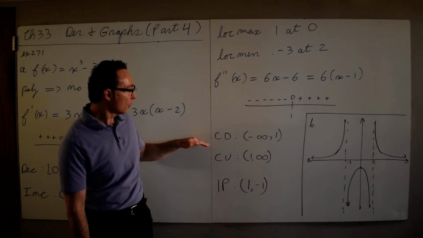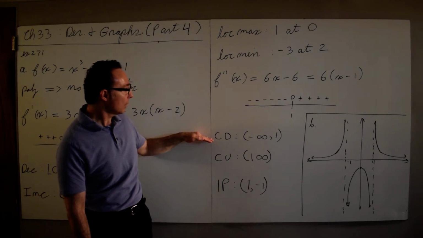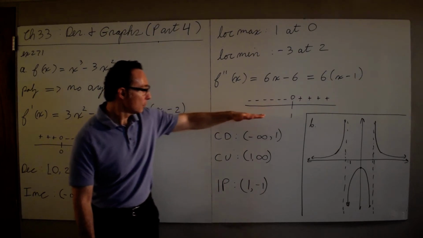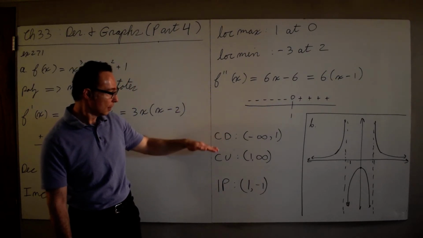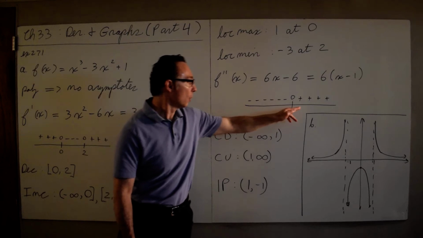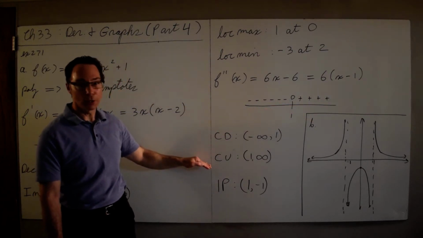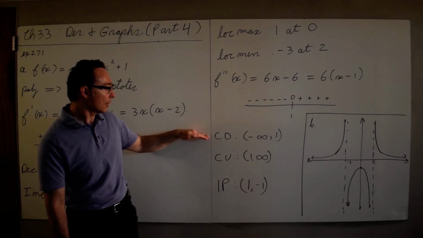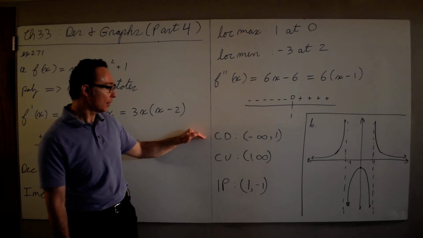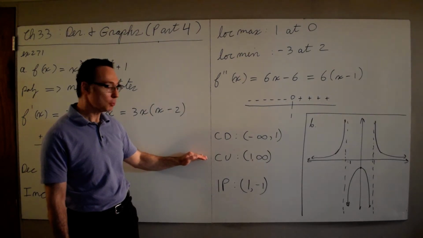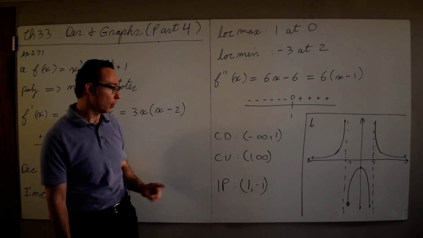So our intervals of concavity, we have negative infinity to 1. That's where our function is concave downward. Concave upward, 1 to infinity. That's where the second derivative is positive. So when the second derivative is negative, your function is concave downward. When the second derivative is positive, it's concave upward.